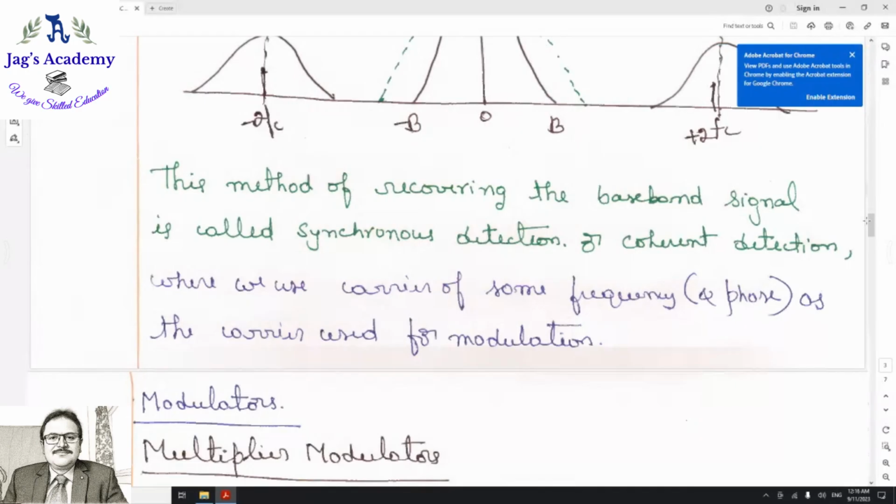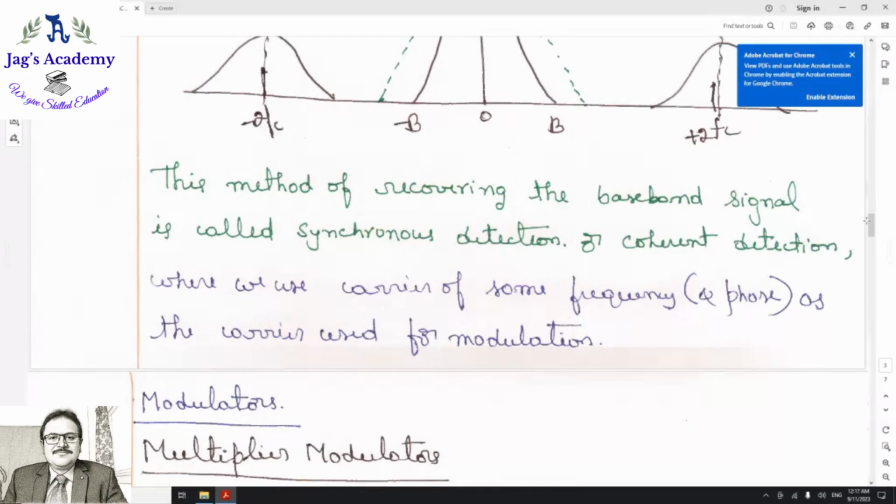Now, since we are using the same carrier in the demodulator also, right? We are using the same carrier in the demodulator. Yes or no? In the modulation, we are using cos omega ct. In the demodulation also, we are using cos omega ct. We are using the same carrier, right? For modulation in the transmitter, we are using the same carrier. And in the demodulation, in the receiver also, we are using the same carrier. Have you understood this? Okay. So this type of detector is called a synchronous detector.